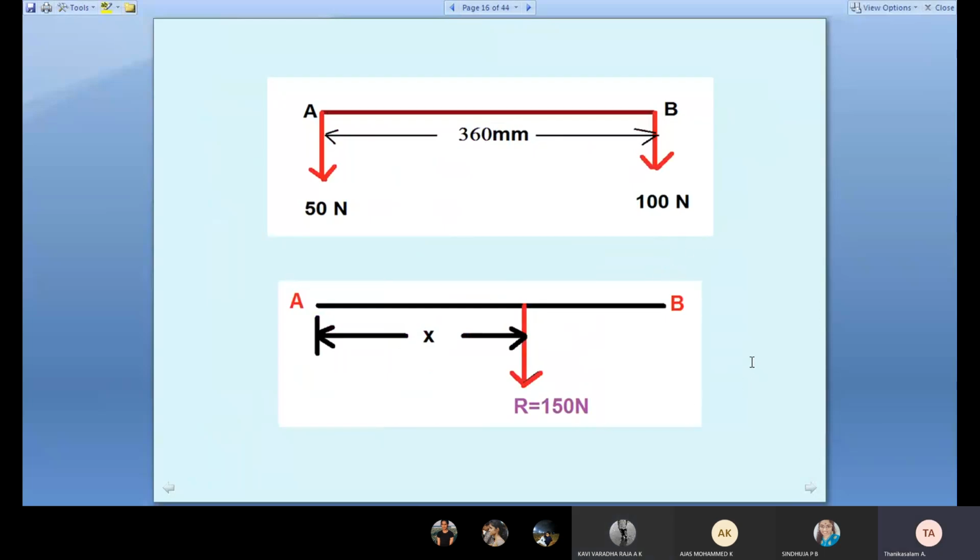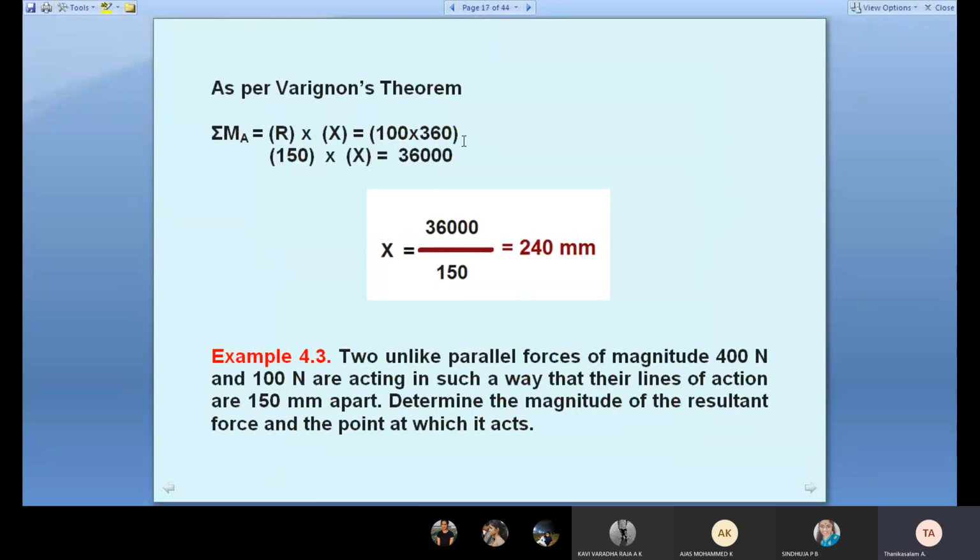Then we applied Varignon's theorem. Why did we apply Varignon's theorem? It's a rigid body, and they asked for the distance of the resultant line. So I marked AB. The resultant acts vertically downward, because both forces were downward. So R into X equals the sum of the moments of the individual forces.